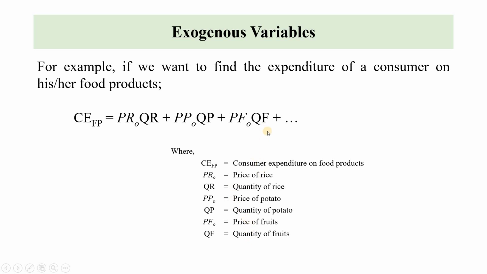So assuming that there are three consumer items, the total consumer expenditure on food products is the summation of these three expenditure items. So in this case, the prices, that means price of rice, price of potato, price of fruits, are obviously exogenous. But in our previous model, we see that P was an endogenous variable. So the same P can be endogenous in one place and exogenous in another place. So it depends on how it is used in the model.